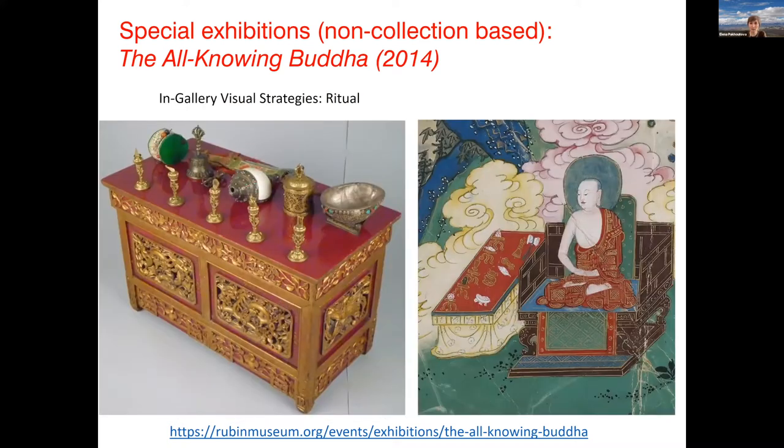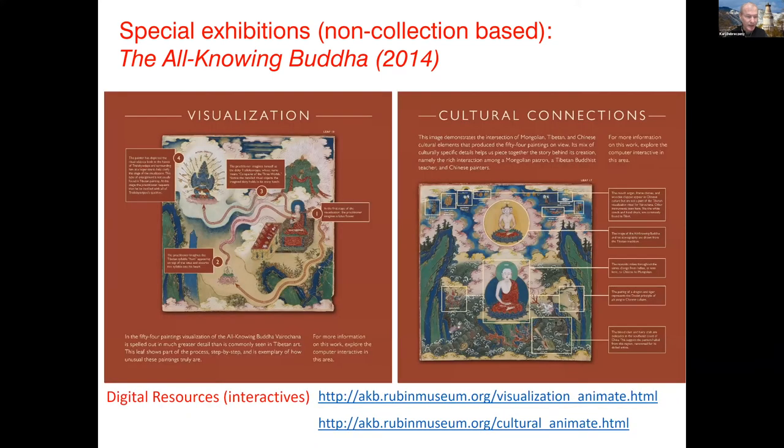Next slide. We also used Rubin Museum objects and some other loans to help contextualize those 54 paintings. So for instance, here we reproduce a table of ritual objects in the paintings to help the visitor understand the ritual process depicted in the paintings.